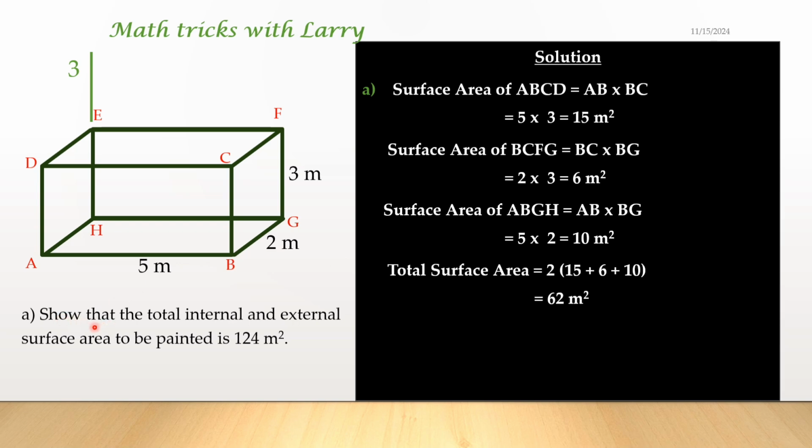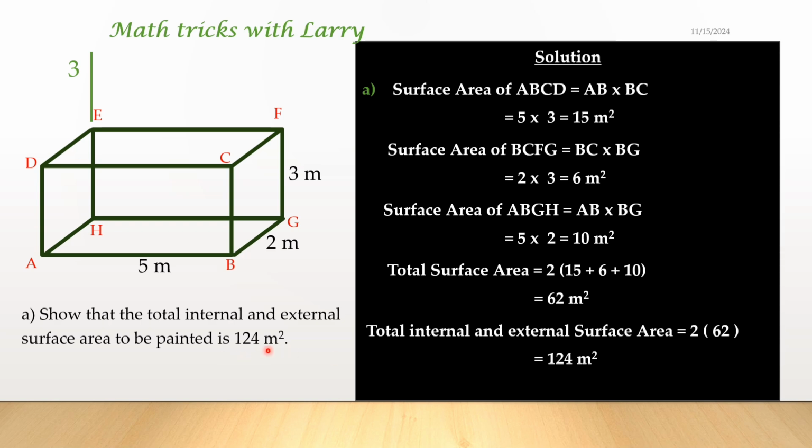But since they say to show the total internal and external, since they want internal and external, it means we will multiply it by 2. That's because this is for one of the surfaces, either the external surfaces or the internal surfaces. And so if we multiply that by 2, we actually get what?